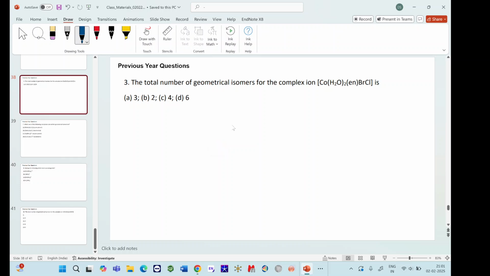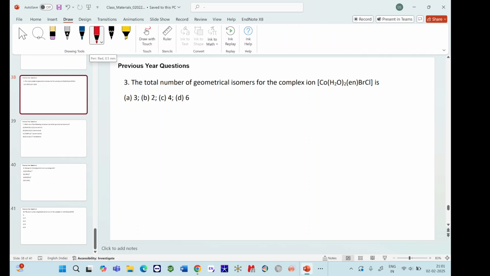Yeah, so I have shown some of the previous year questions here so that we can have some idea, apart from the general discussion we had. So this is the first question. The total number of geometrical isomers for the complex ion, that is cobalt, H2O2 and ethylene diamine, Br, Cl.